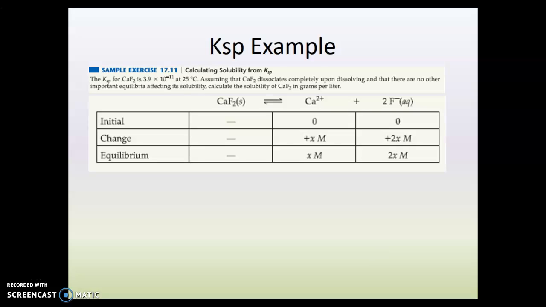So here's your rice box, right? The reaction has the calcium fluoride going to calcium ions and 2 fluoride ions, right? That's your reaction, if you will.